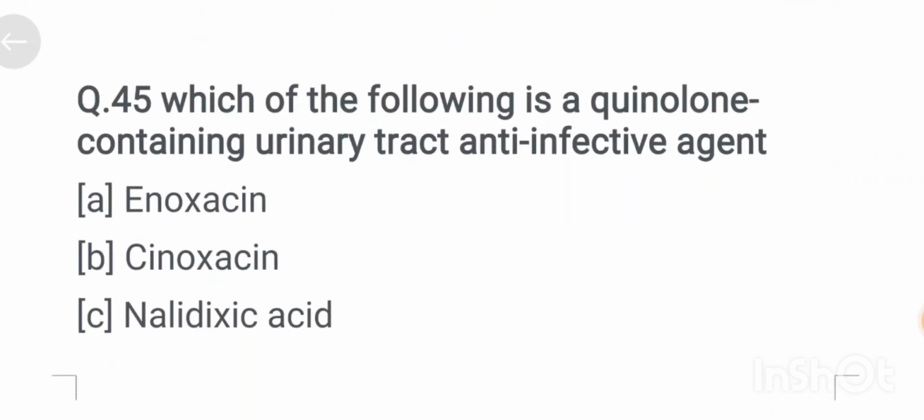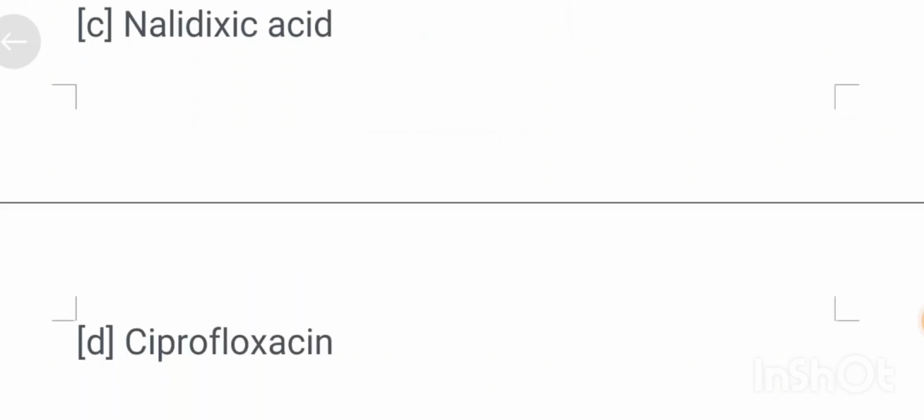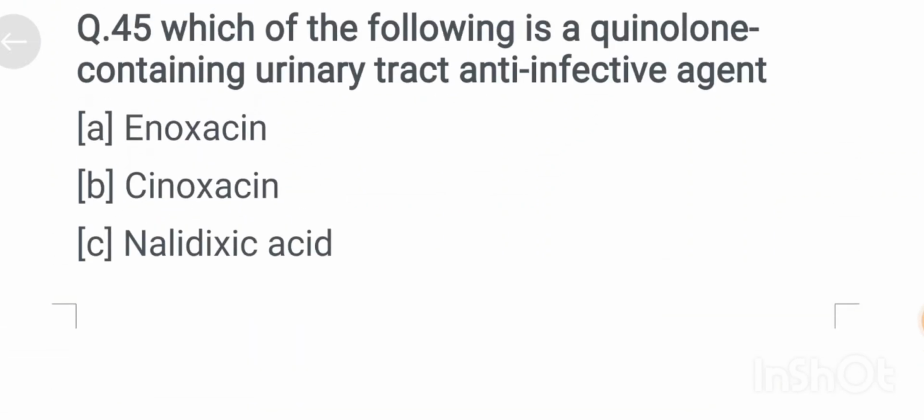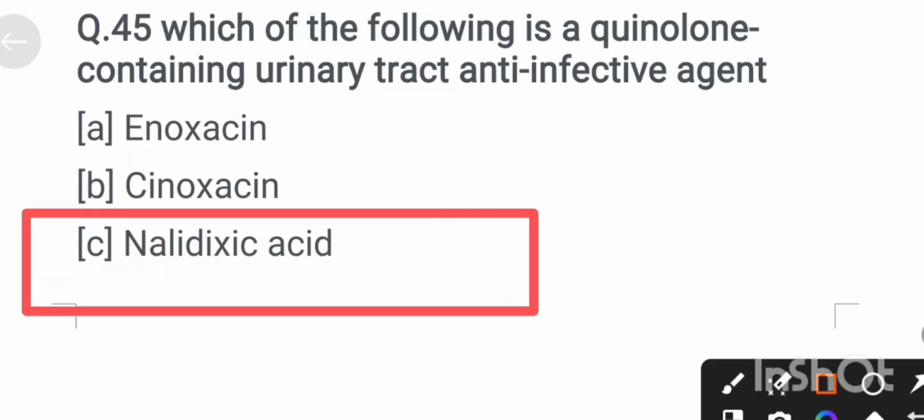Which of the following is a quinolone containing urinary tract anti-infective agent? Option A, enoxacin; option B, cinoxacin; option C, nalidixic acid; and option D, ciprofloxacin. Correct answer is option C, nalidixic acid.